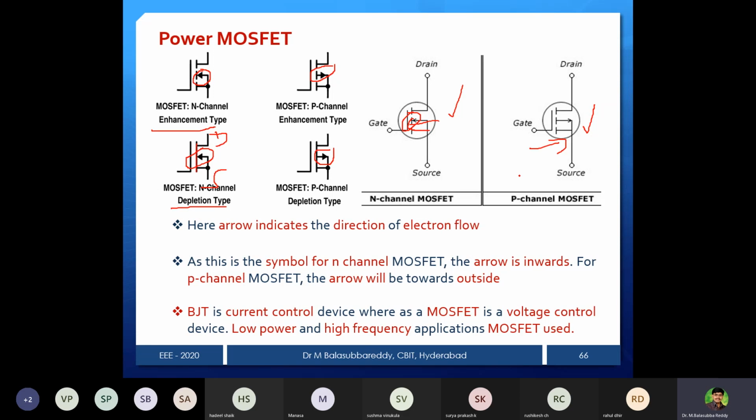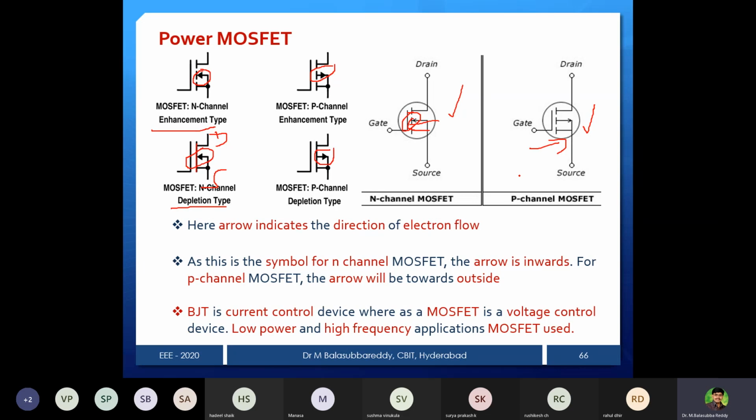BJT can be used in high power and low frequency applications. The reason is that the turn on and turn off times are a little bit more in case of BJT. Whereas in case of MOSFET, turn on and turn off times are less. That's why we can easily operate under high frequency operations.